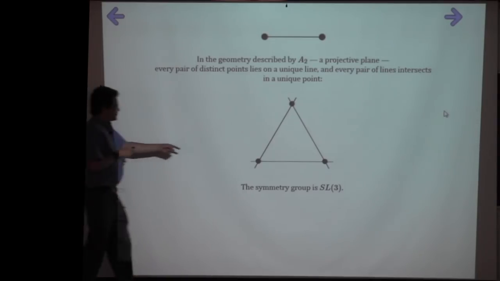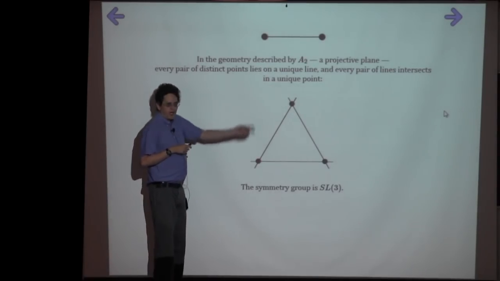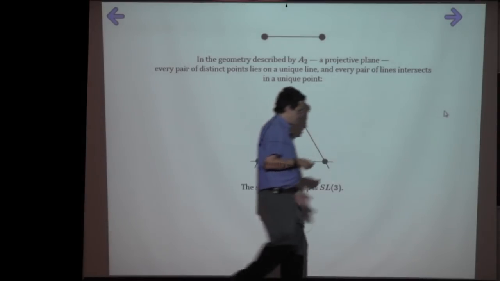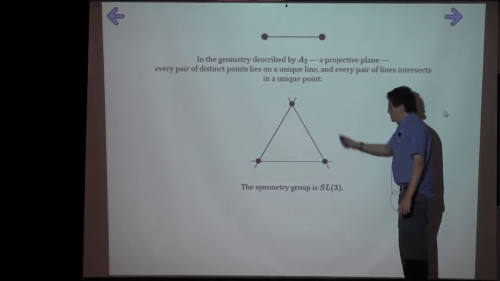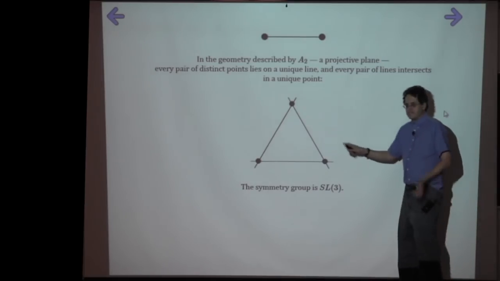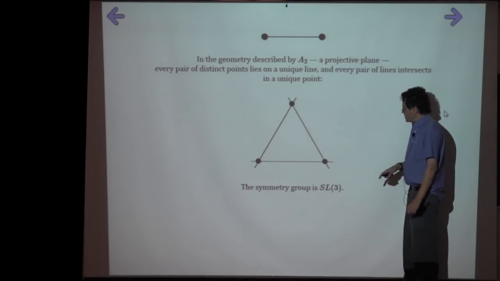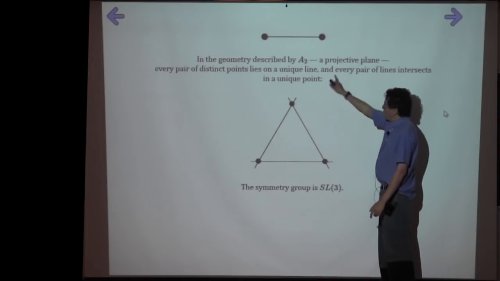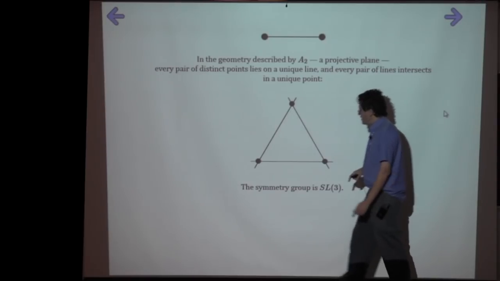Some people would consider this picture here to be too small or too degenerate to count as a projective plane. So some people want there to be more points in an official projective plane, but this is in some sense the most fundamental projective plane. So it has some points, some lines, and it obeys this axiom.